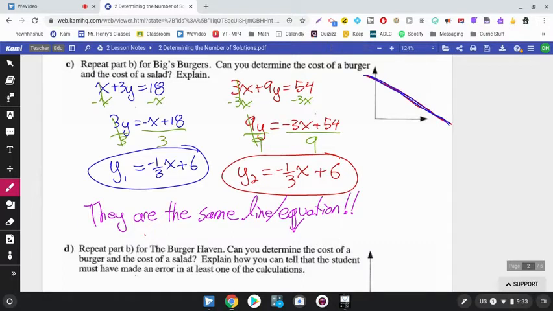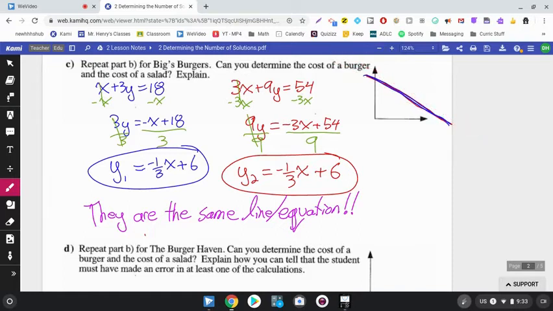So what happened was they started looking different, but when I actually rearranged, they're the same. And you can kind of see it, right? X, this is 3x. It's just 3 times bigger. 3y to 9y, oh yeah, it's 3 times bigger. 18 to 54, 3 times bigger. So it's just a multiple of it. Everything was multiplied. They represent the same line.